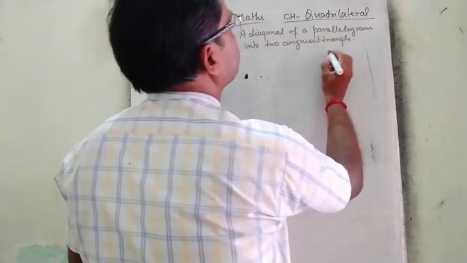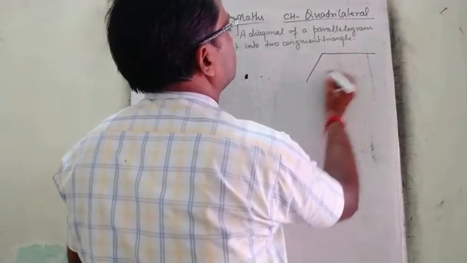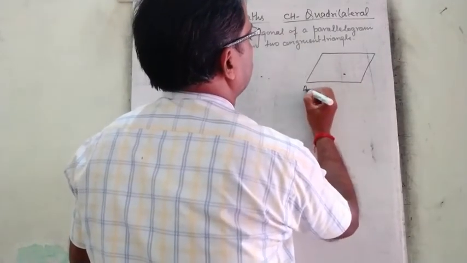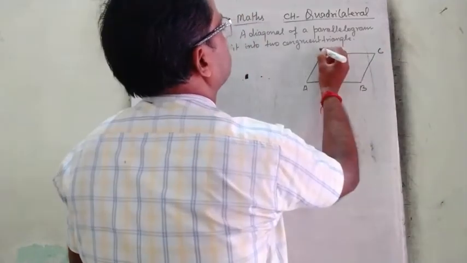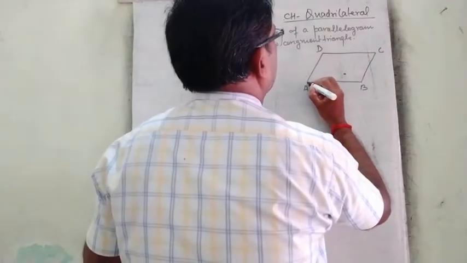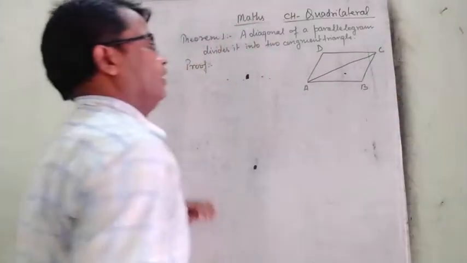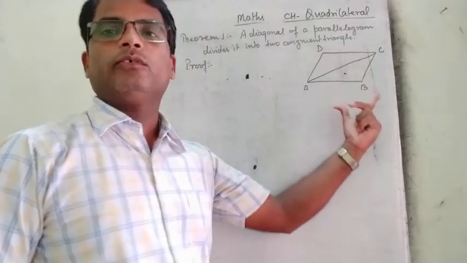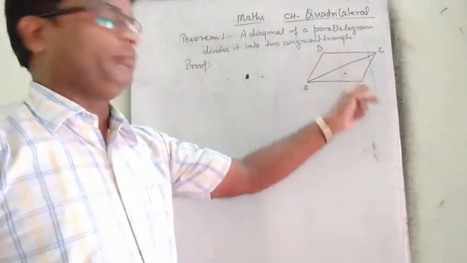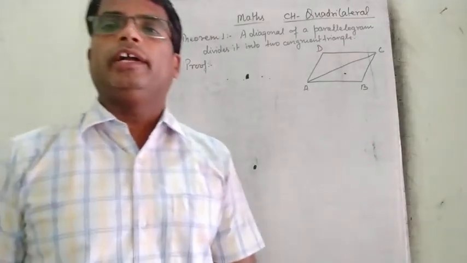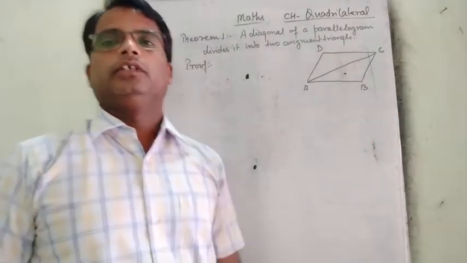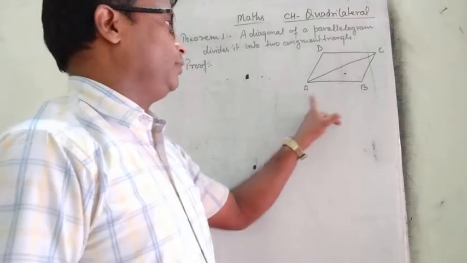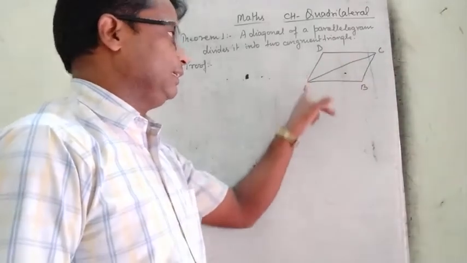You see here, this is parallelogram ABCD. Here I have joined point A and point C. Then AC is a diagonal, and if you join BD, then BD is also a diagonal. If we join opposite vertices, that is known as a diagonal. Then two triangles are formed, ABC and ACD.